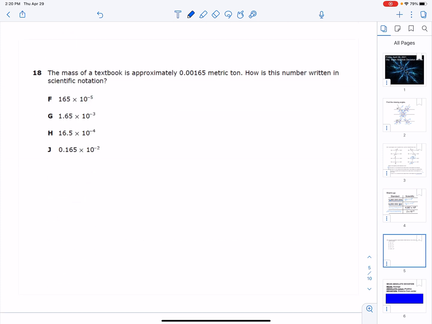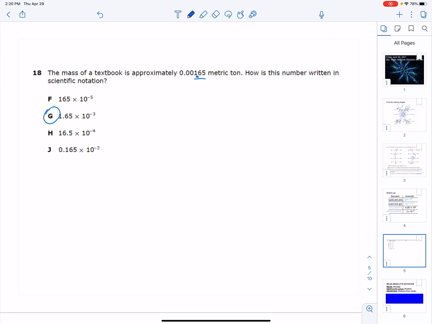Now, why do we need to know that? For questions like this. Okay, the mass of a textbook is approximately 0.00165 metric ton. How is this number written in scientific notation? Well, we know that it's a small number, so it's going to have a negative exponent. We ask, where's my decimal at now? Where do I want it to be? Well, I need it so that its value is between 1 and 10. So 1.65, we're going to put it between the 1 and the 6. How many places is that? That's 3. So there's only one answer that it can be.